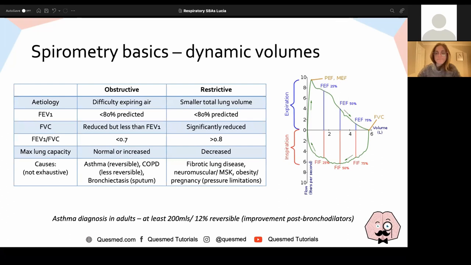And just to say, for asthma diagnosis in adults, what we look for in terms of reversibility is a 12% mark of reversibility. But like I mentioned, that's for new diagnosis, but once someone's already got asthma and you're doing lung functions, then that might not strictly be as you expect. Okay, so third question.